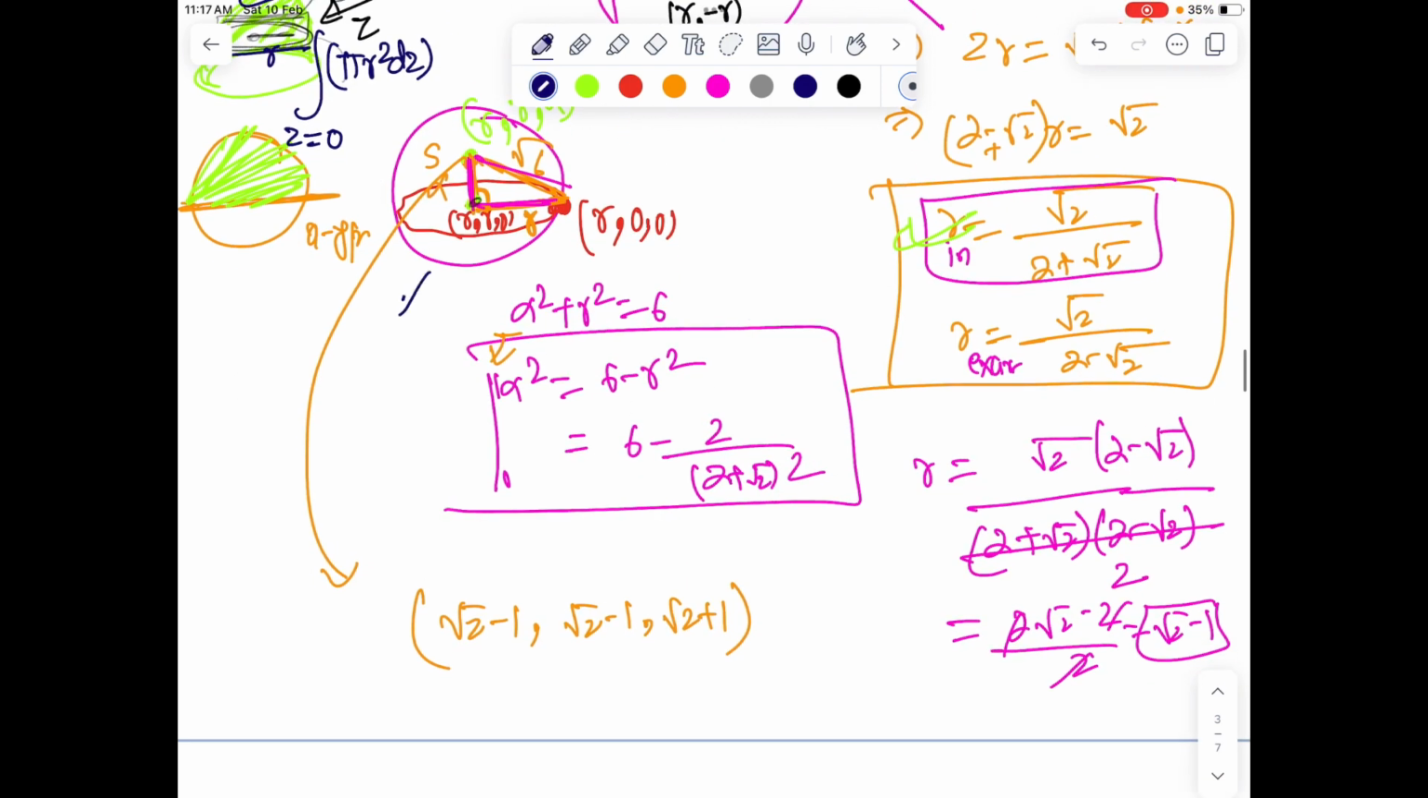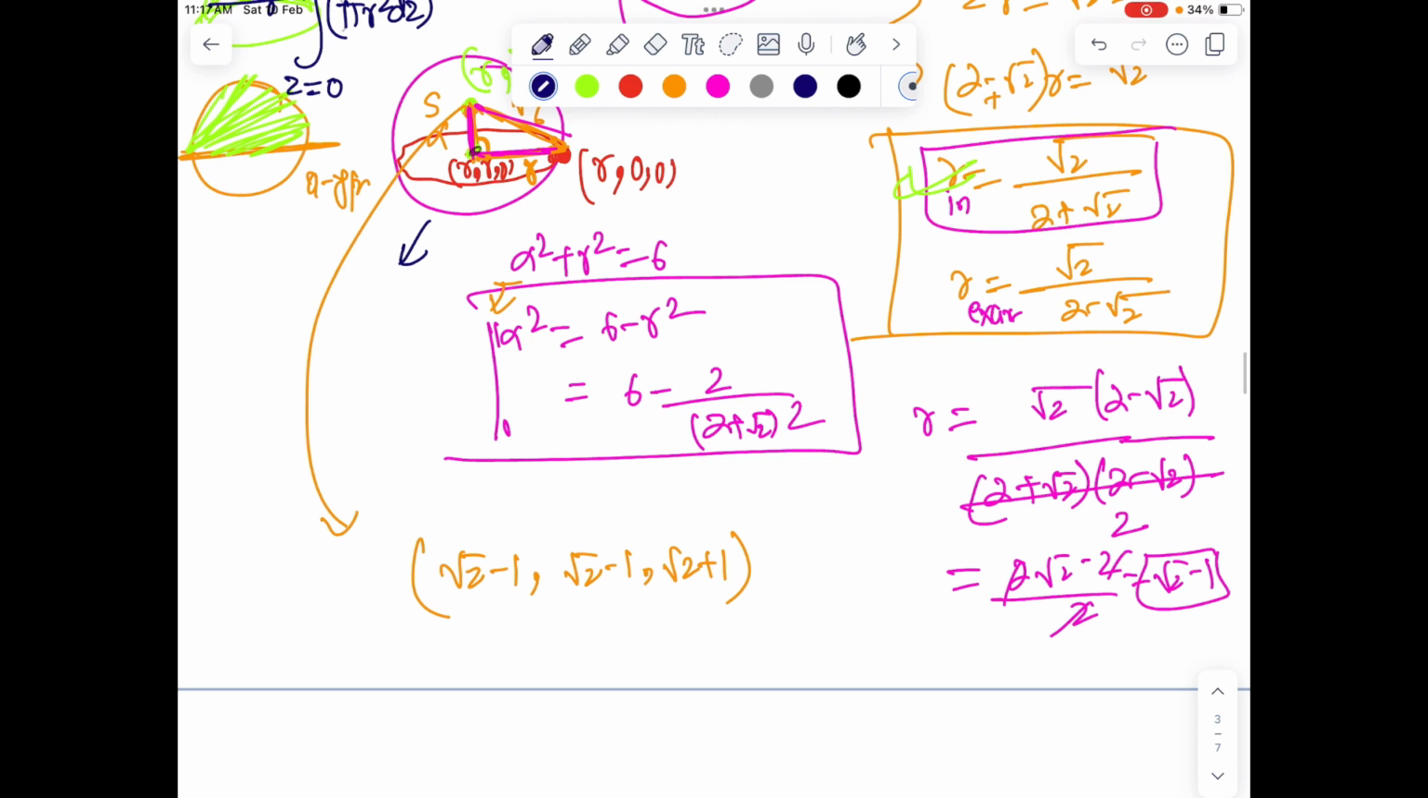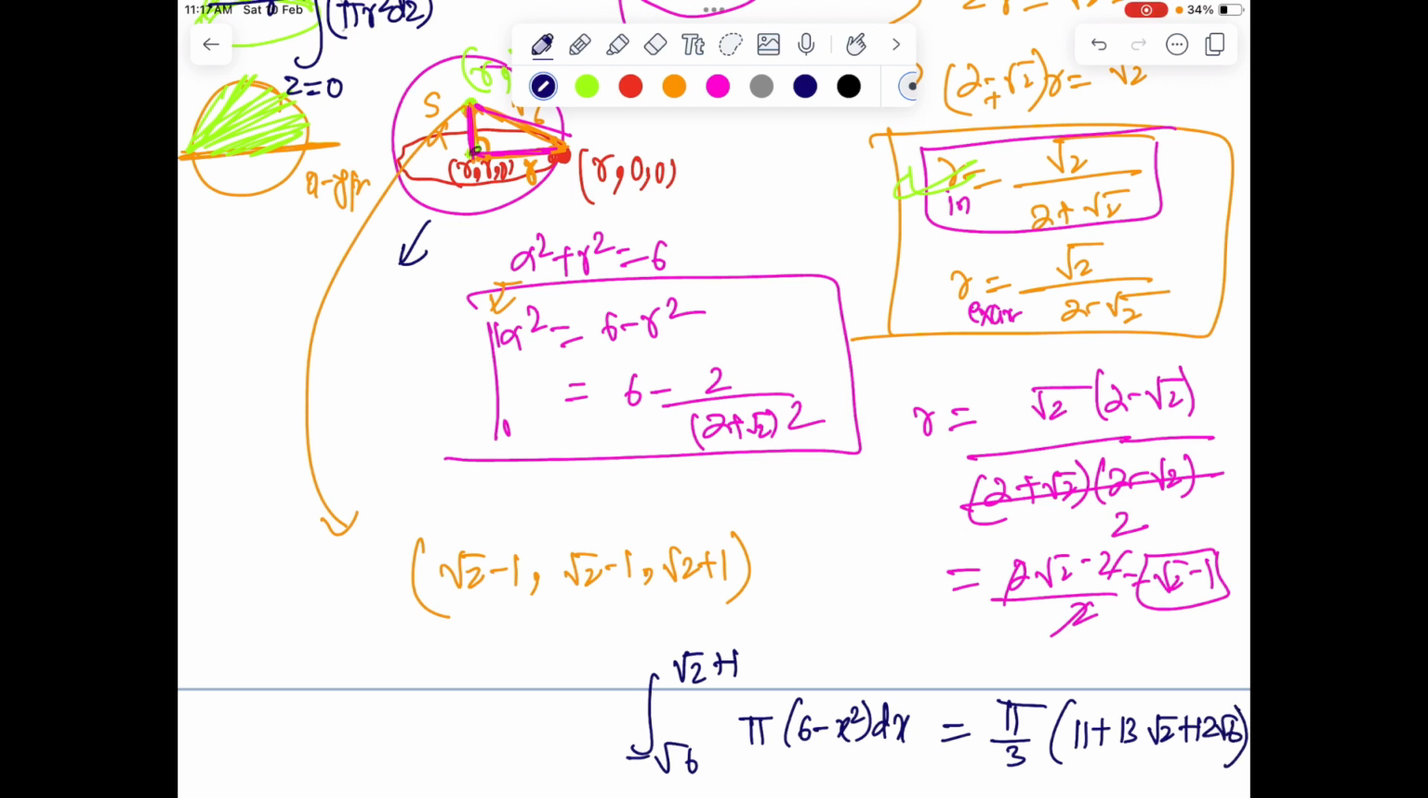This can be done smartly as well, because if we shift the sphere, and let's say the center to be 0, 0, by shifting the axis, the volume comes to be just the integral from minus root 6 to root 2 plus 1 of pi times (6 minus x square) dx. And this integration is quite easy, which you can do. And we'll get pi by 3 times (11 plus 13 root 2 plus 12 root 6) as the answer.